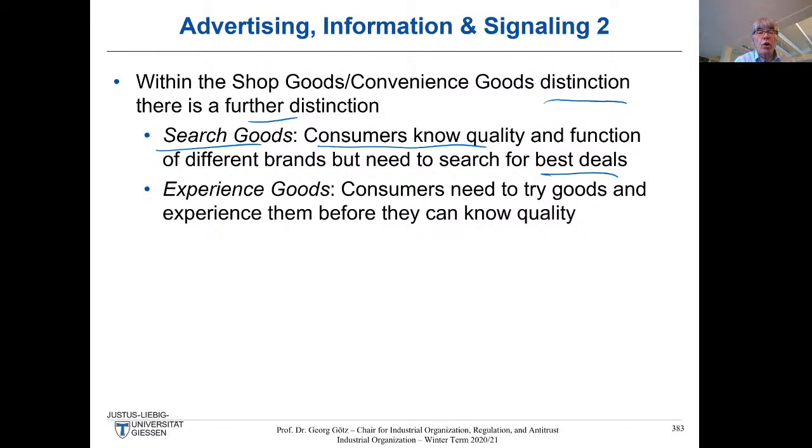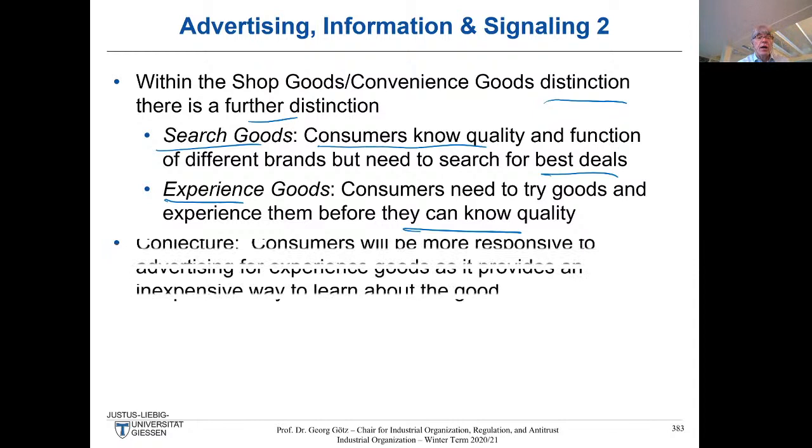Yeah, but it should be clear, whereas an experience good is a good which you have to try in order to know whether you like it. That is, you have to try it in order to recognize the quality. Think of good books. Typically, you have to read a book until you know whether you really like it or not. Just inspecting a cover doesn't give you so much information, and that will also be true for some food and so on. And the conjecture here is that consumers will be more responsive to advertising for experience goods as it provides an inexpensive way to learn about a good.